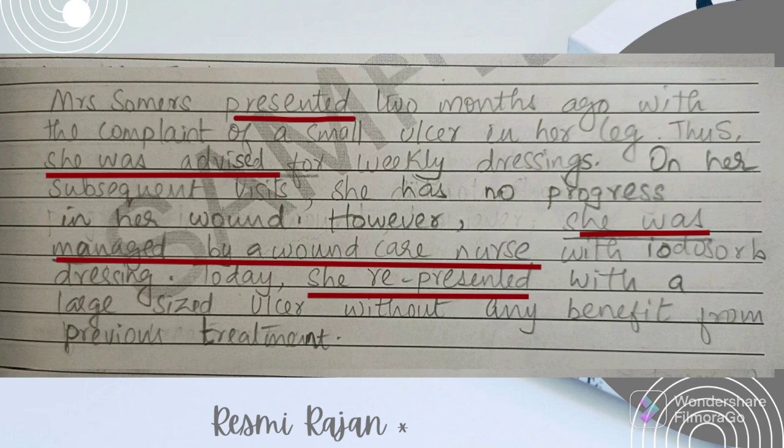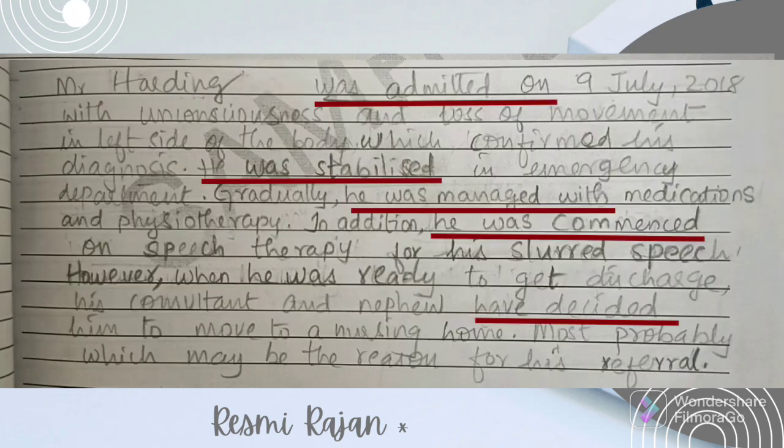Today, she represented with a large-sized ulcer without any benefit from previous treatment. So "she represented with a large-sized ulcer." Then another letter we can see. "Mr. Harding was admitted" - you have to underline that passive voice, "was admitted" on 9 July 2018 with unconsciousness and loss of movement in the left side of the body, which confirmed his diagnosis. Then, how will we write the management? He was stabilized in the emergency department with the medications and physiotherapy. In addition, he was treated with a speech therapist for his slurred speech.